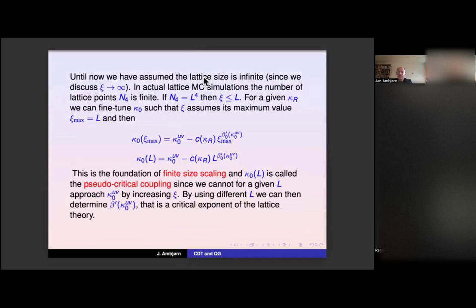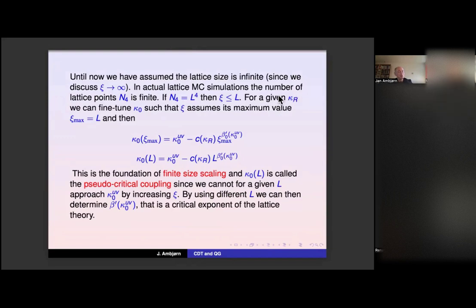So until now, in this discussion, I have assumed that the lattice size is actually infinite, since we are discussing correlation lengths going to infinity. But in actual Monte Carlo lattice simulations, of course, the number of lattice points is finite. The lattice has a certain size, L to the fourth equal to N4, the number of lattice points. And clearly the correlation length has to be less than L.